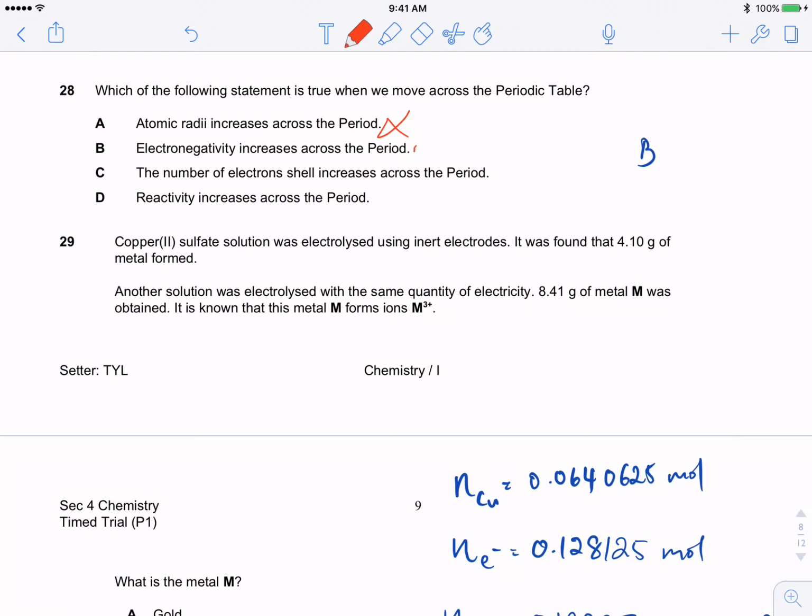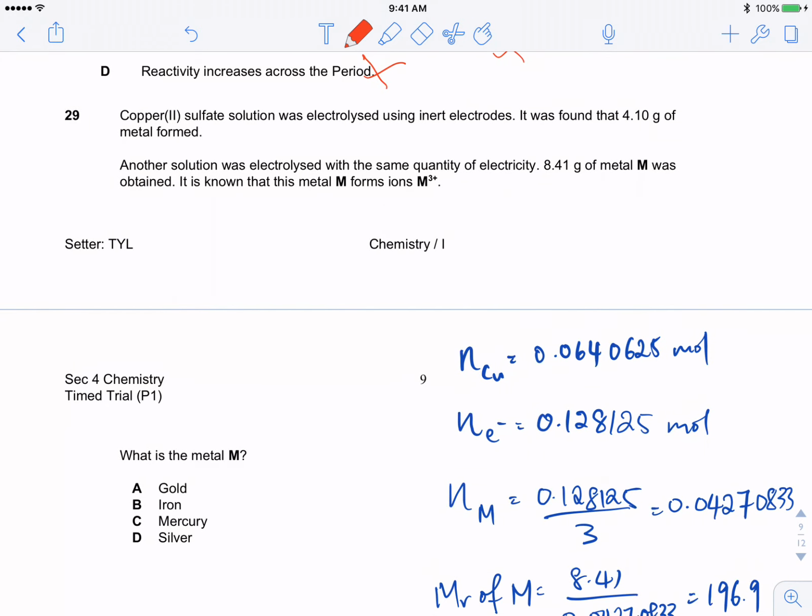Electronegativity increases across the period. Oh, this is true for the same reason as above. Number of electron shells increases across the period. Wrong. Number of electron shells should be the same. Reactivity increases across the period. Now, this is also wrong. You cannot just compare reactivity across the period because they are different types of elements. Question 29. Nearing the end.